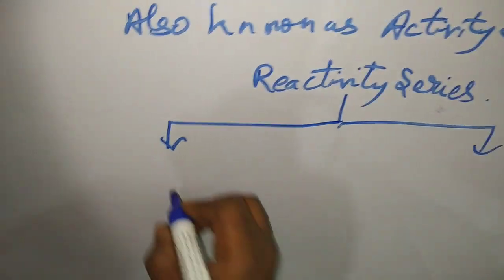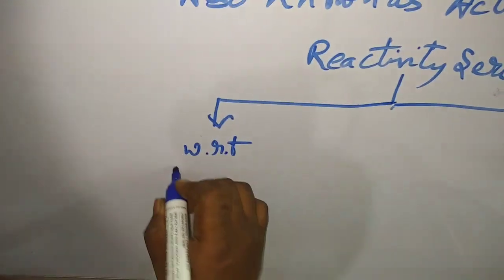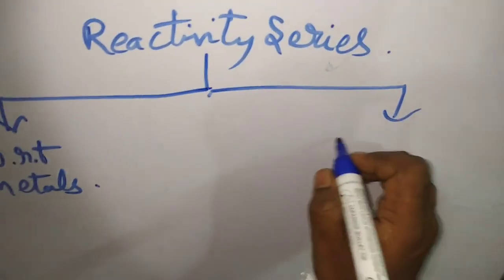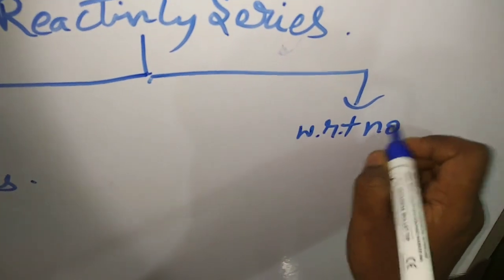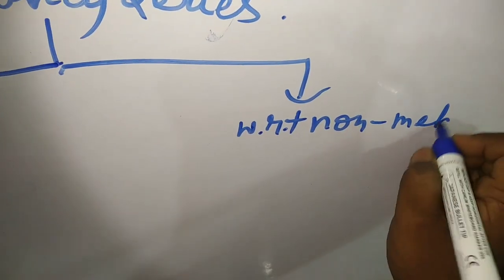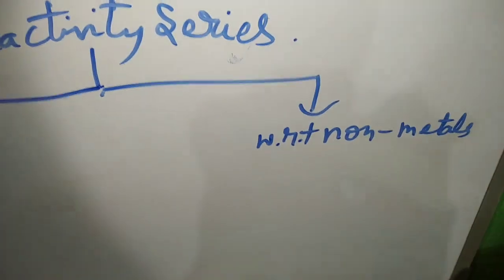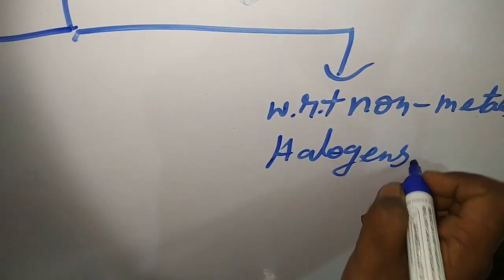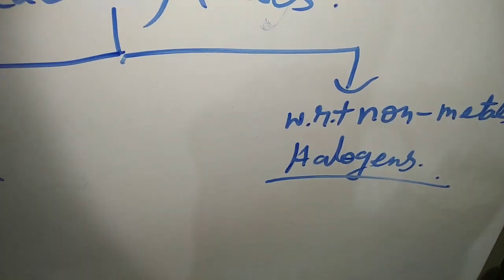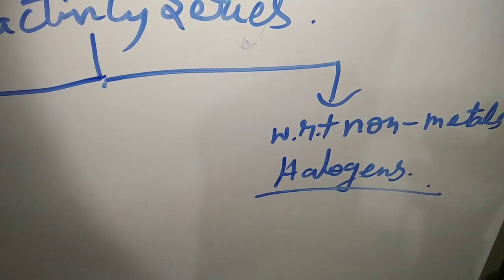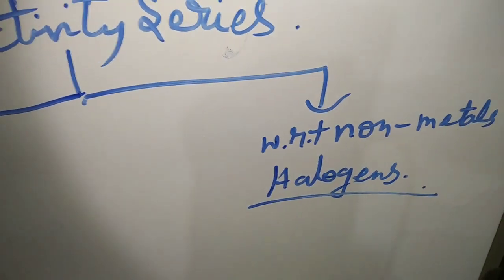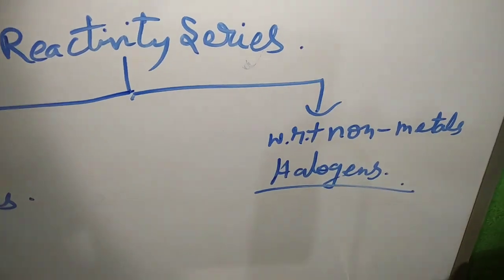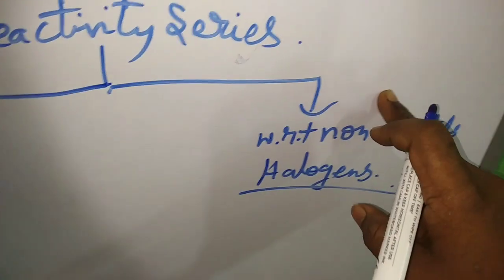One reactivity series is with respect to metals, and the other one is with respect to non-metals. And which non-metals? It will always be halogens, that is, the elements in the periodic table present in group number 17. Okay students, except halogens no other will be there in this category.